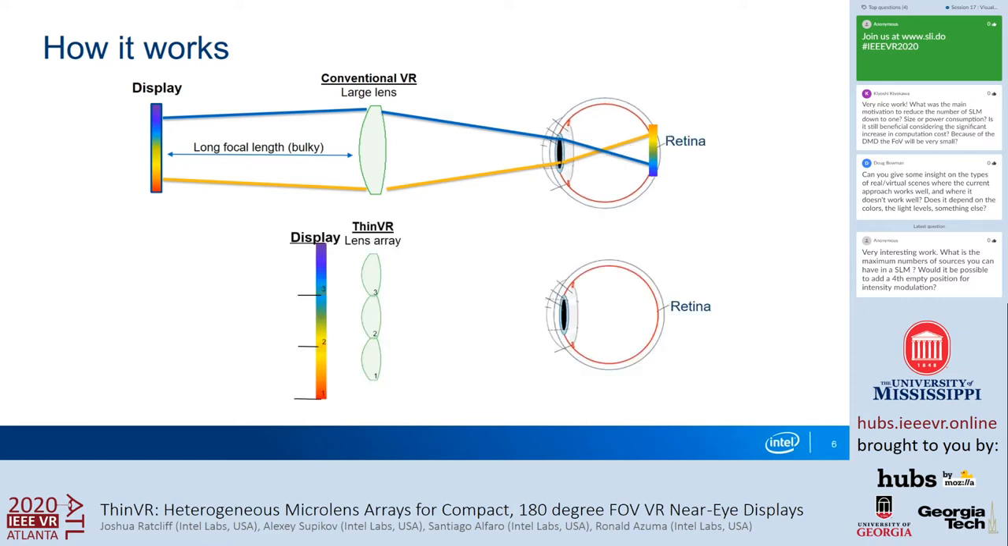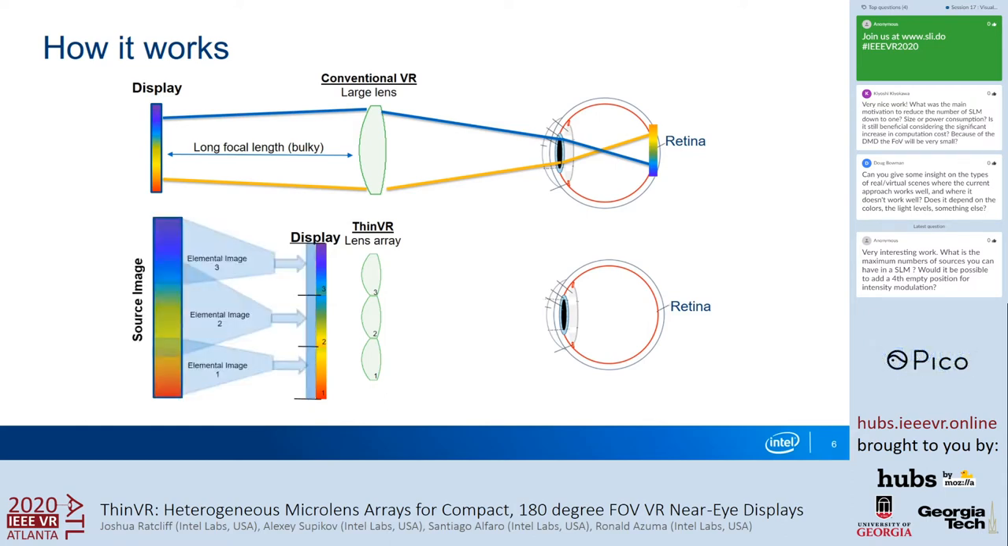It turns out that lens arrays may be of some help here. By scaling the lens down and using an array of them, the focal lengths remain small. Each lens maps to its own region on the display, known as an elemental image. In turn, each of these elemental images contain a subset of the original source image, shown as a rainbow on the far left. Note that there is some overlap between these image regions.